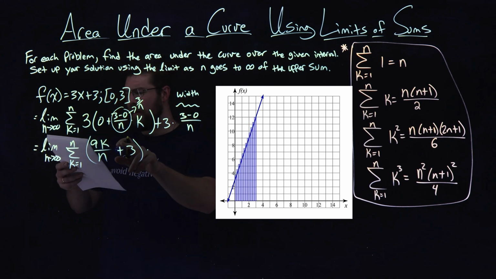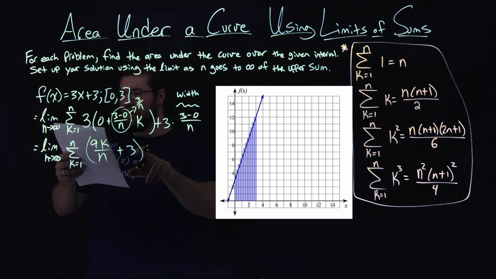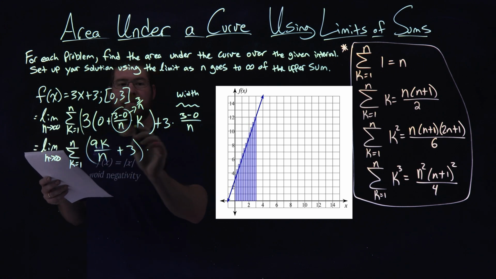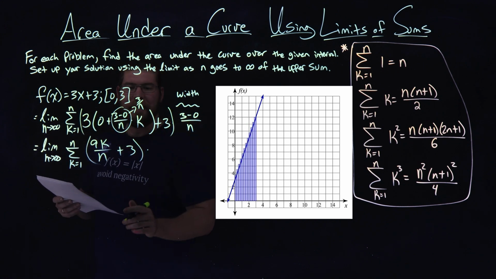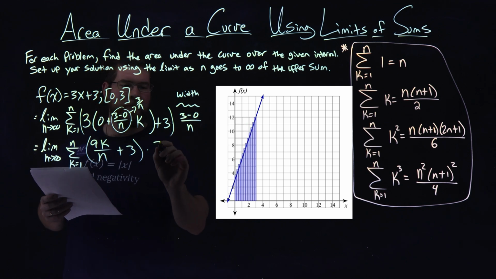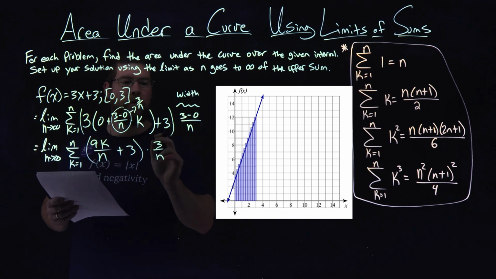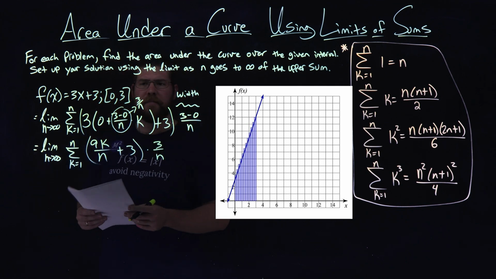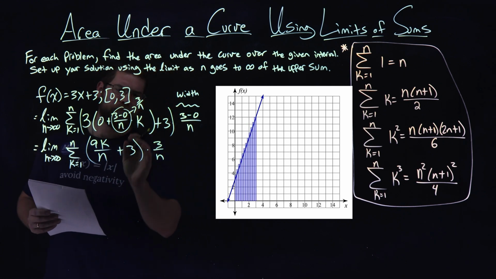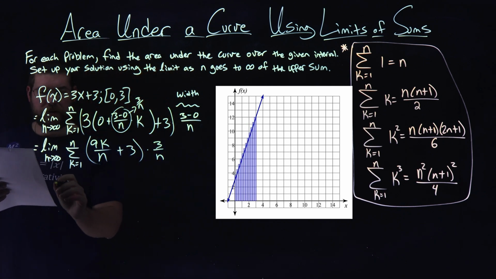I want to make sure I have everything lined up here. Oh yeah, I forgot the extra parenthesis over the whole thing, 3 over n. I know that needs to be on the outside. Apologies. That's the height times the width. Got it right here. So now let's keep simplifying this out.